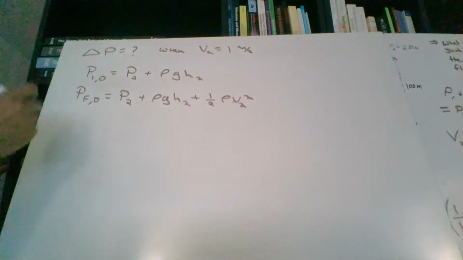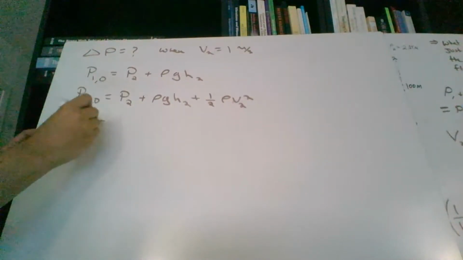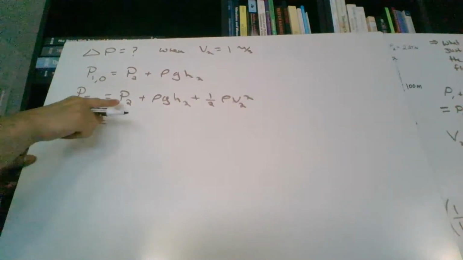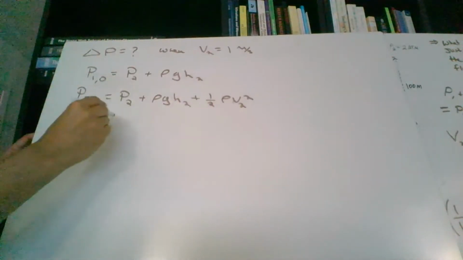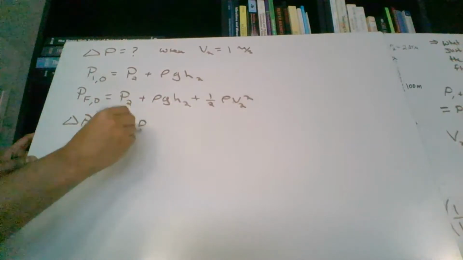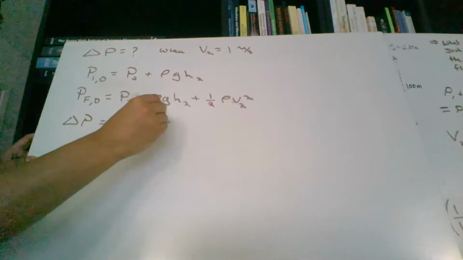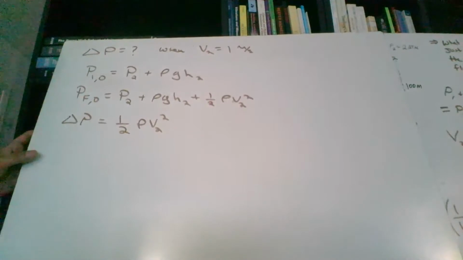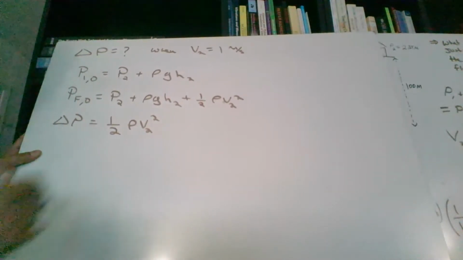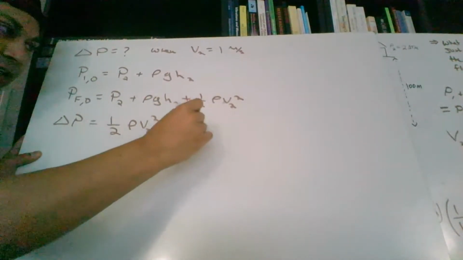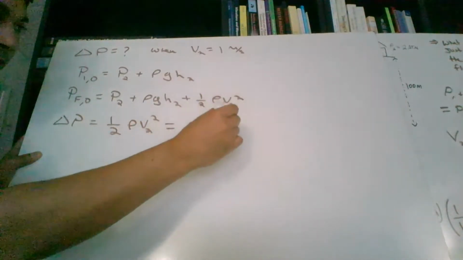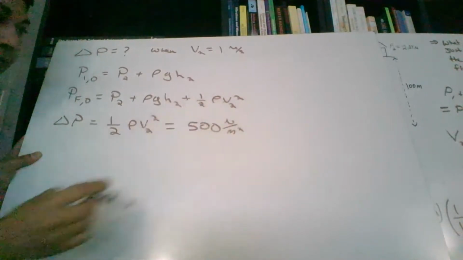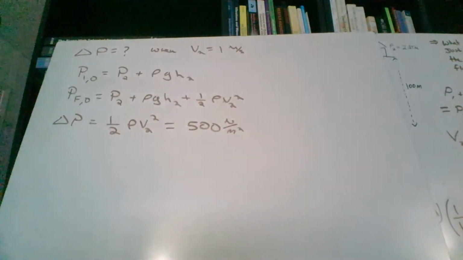And all we have to do is to find delta P. We take this minus this. So this term will go away. This term will go away. And the change in pressure is going to be given by 1/2 rho V2 squared. And that's going to equal 500 Newton per meter squared. So that's how much pressure you need to add.